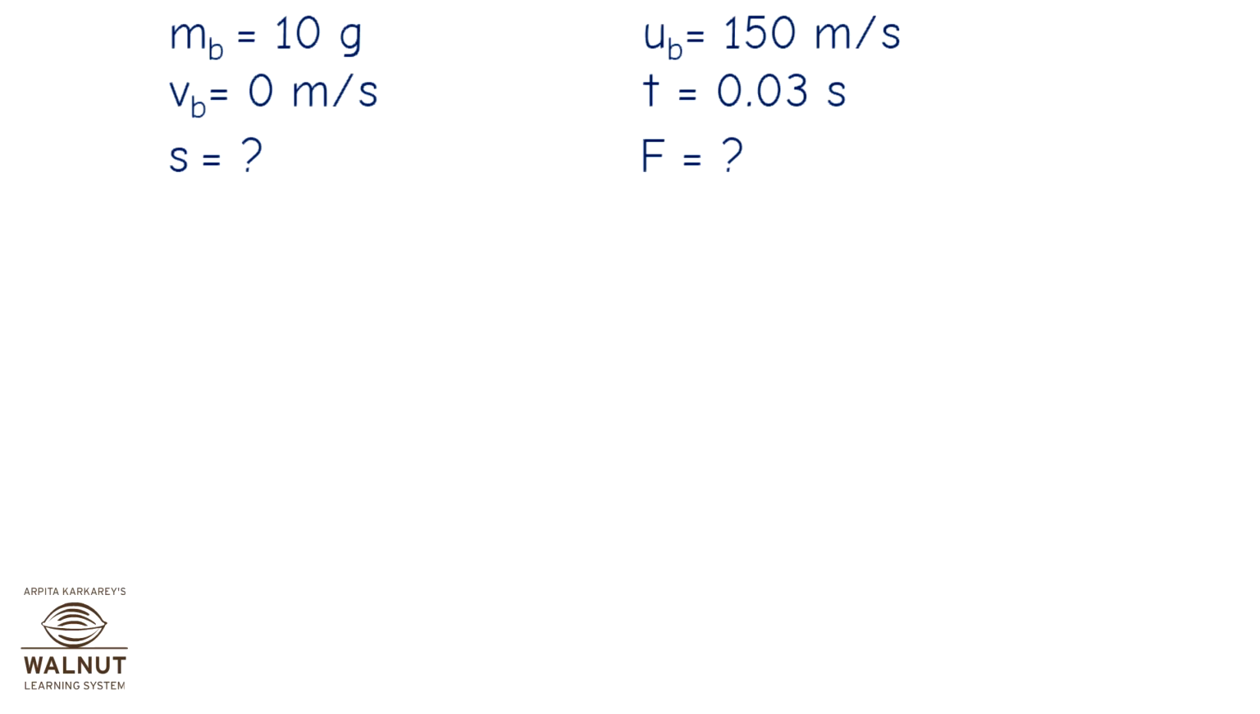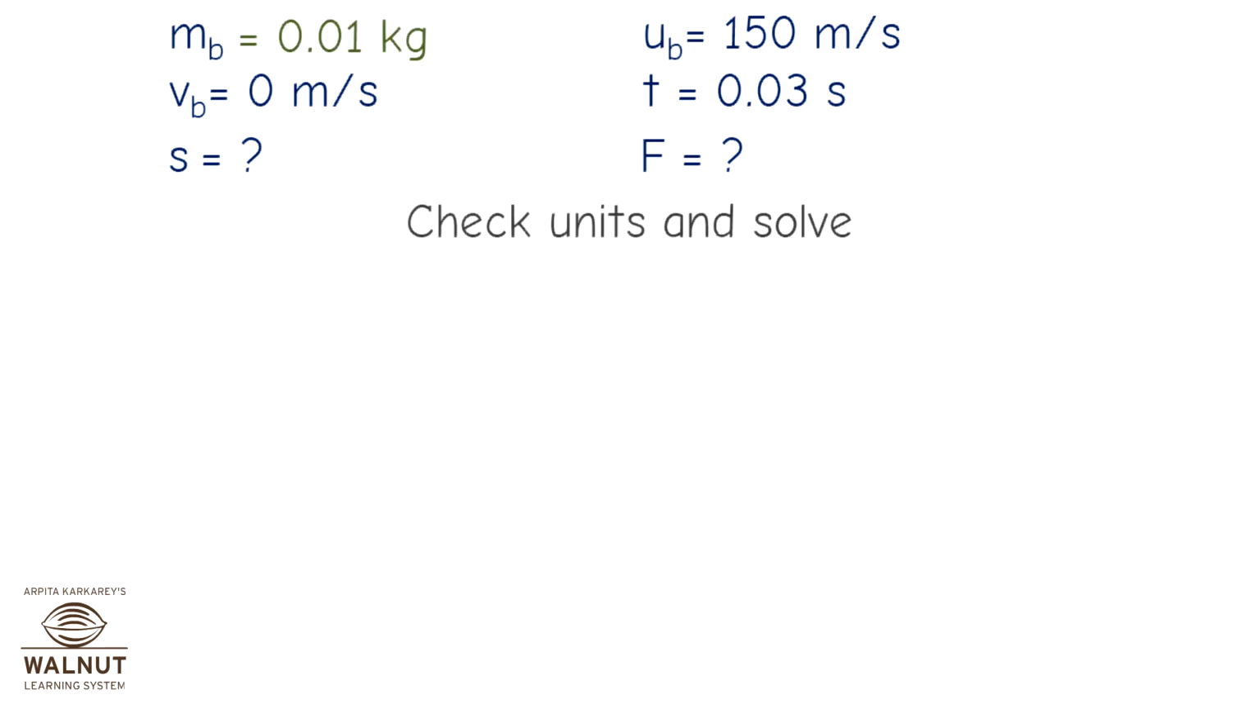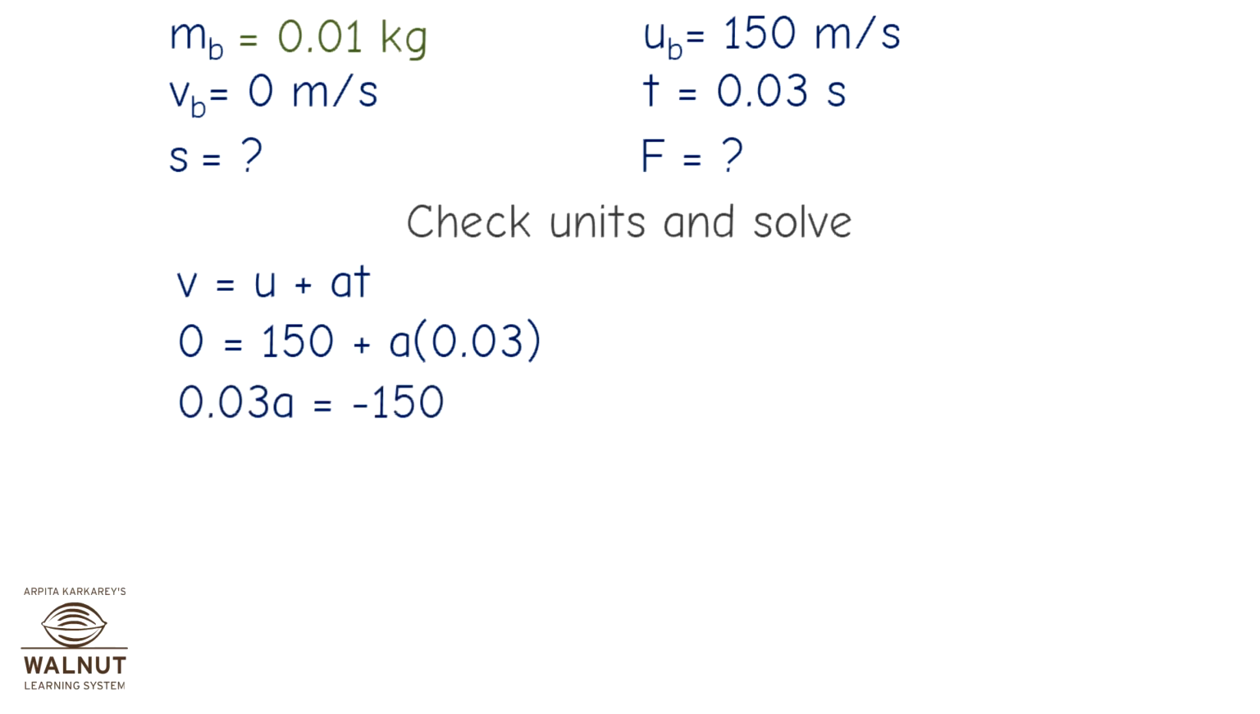mb is equal to 10 grams. UB is equal to 150 meters per second, VB is equal to 0 meters per second, t is equal to 0.03 seconds, we have to find s and f. Check the units and solve. V is equal to u plus at. Therefore, 0 is equal to 150 plus a into 0.03. Therefore, 0.03 into a is equal to minus 150. Therefore, a is equal to minus 5000 meters per second square.